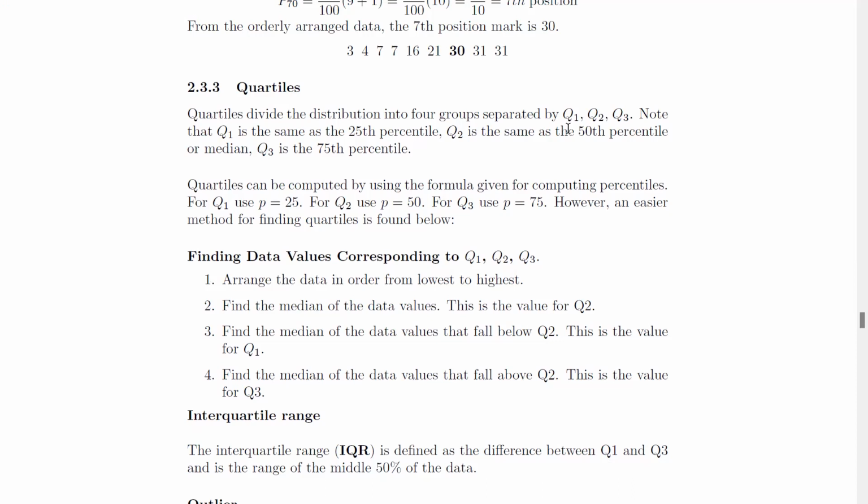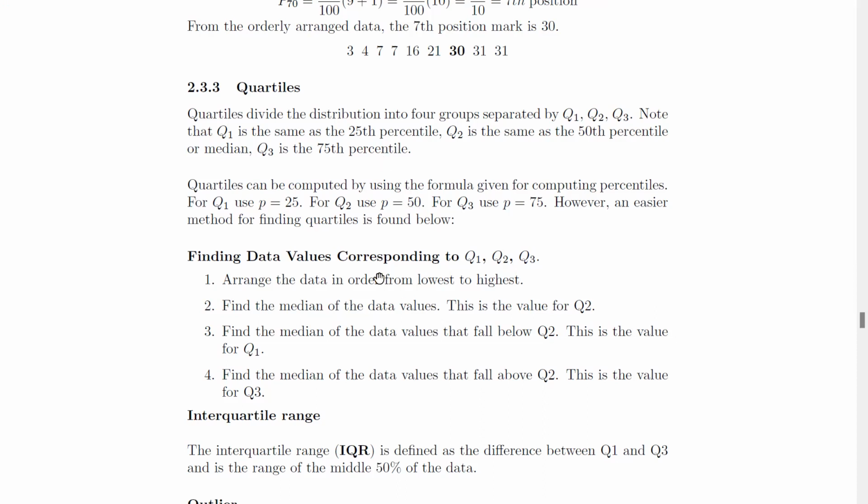Q1 separates the first group from the second group. Q2 separates the second group from the third. Q3 separates the third group from the fourth. Q1 is also in percentile form. Q1 will be known as the 25th percentile. Q2 is the same as the 50th percentile or the median. And then Q3 is the 75th percentile.